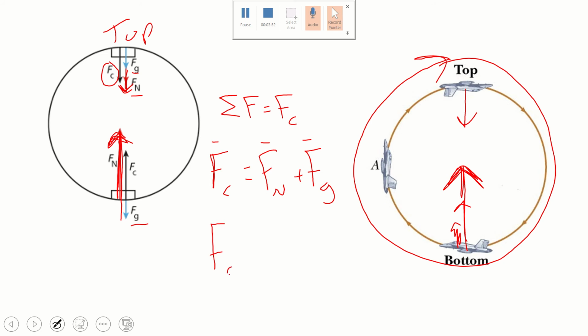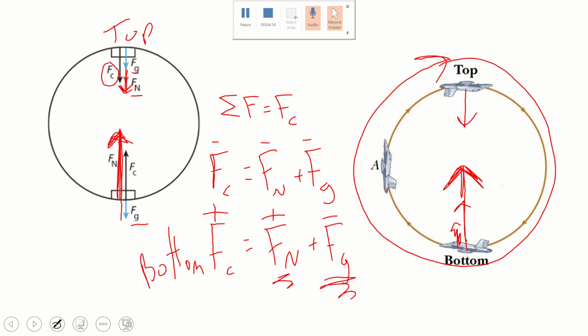The centripetal force at the bottom, though, you have the normal force plus the force of gravity again, but these two are in opposition. The force of gravity is still negative, but this is positive. And we need a positive centripetal force because what direction is the center of the circle at the bottom? It's upward, in the positive direction. So the fact that this is negative means that this has to be a higher positive number. Okay, so that answers that question.